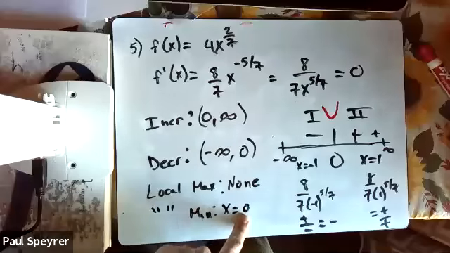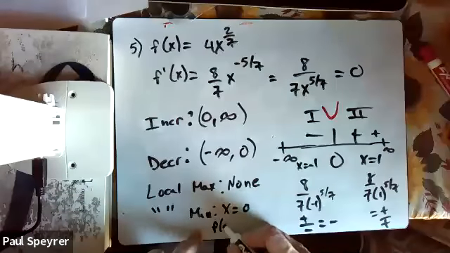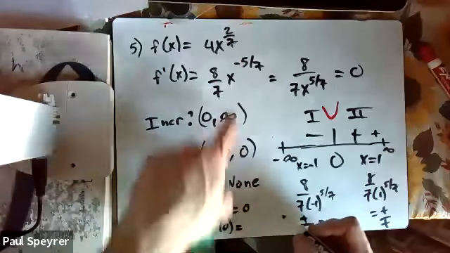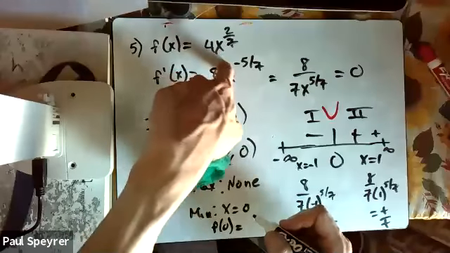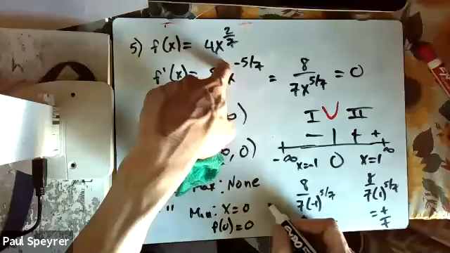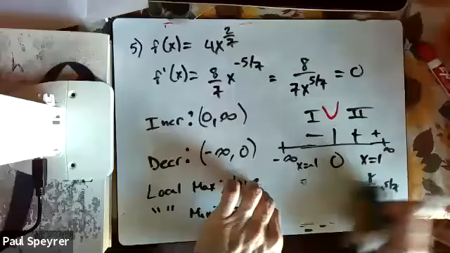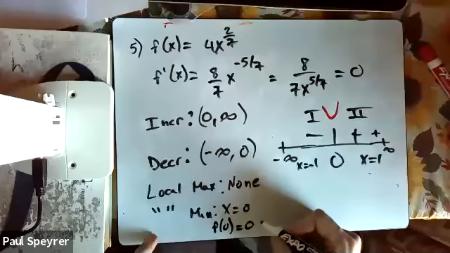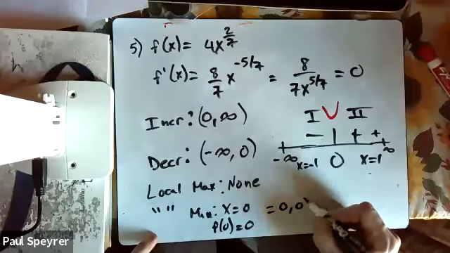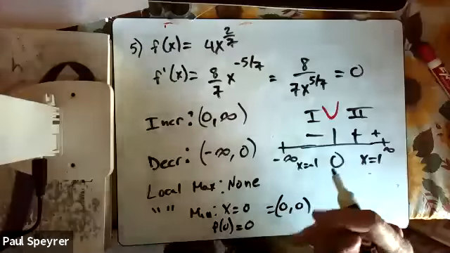Now, what do you do to find the y value? F of 0 is just plugging the 0 into here. What's 4 times 0? It's just 0. So your answer is just 0, 0 as a point.